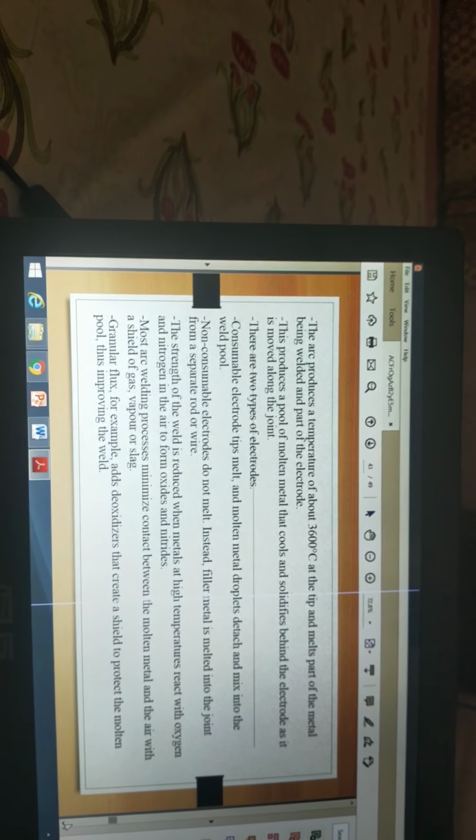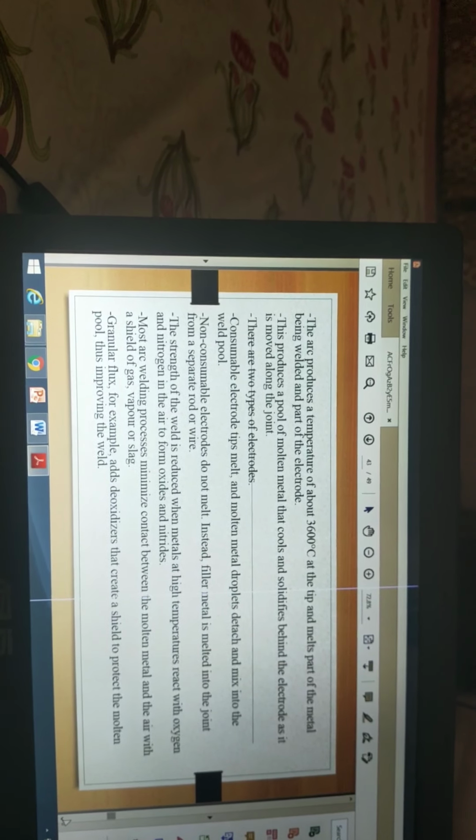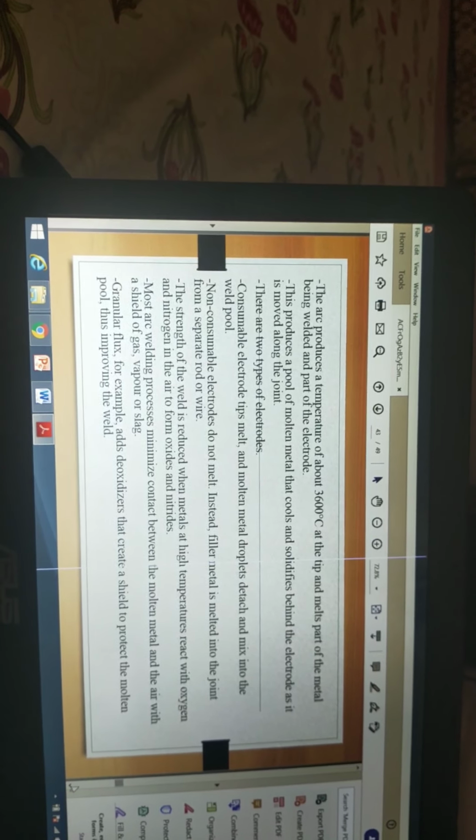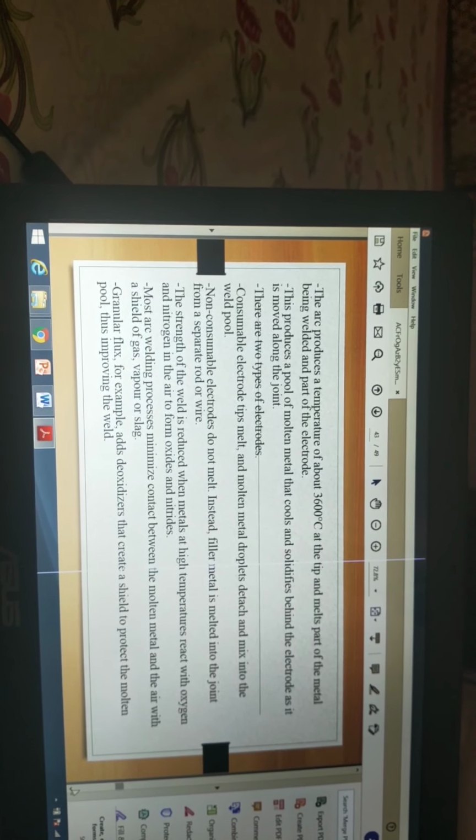There are two types of electrode. Consumable electrodes melt and molten metal droplets detach and mix into the weld pool. Non-consumable electrodes do not melt. Instead, filler metal is melted into the joint from a separate rod or wire.